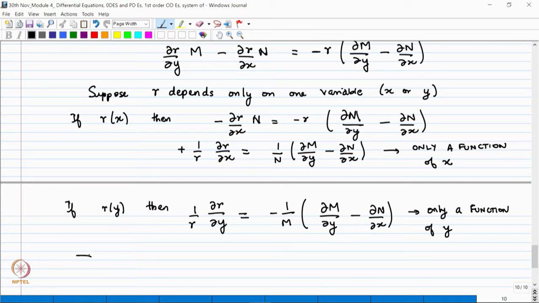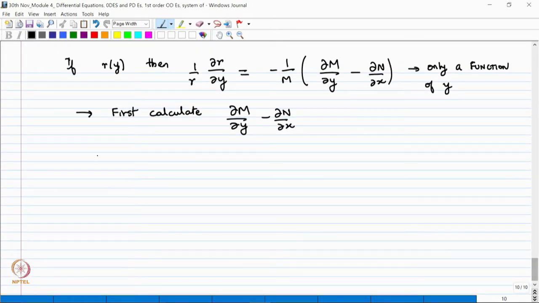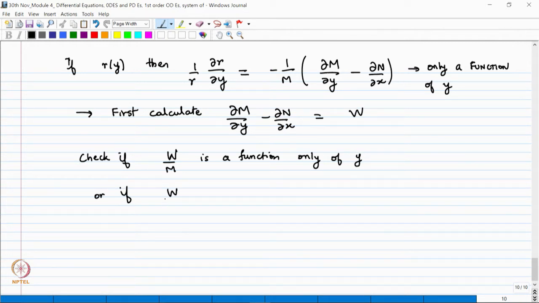So what you do is first calculate dou m by dou y minus dou n by dou x. That is the first thing that you will do. Then check, I will call this w, just as a short notation, check if w by m is a function only of y, or if w by n is a function only of x. Now, if the first case is true, then you find the integrating factor r of y; in this case you find r of x.